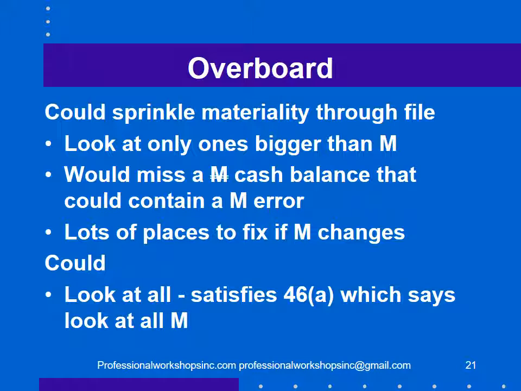The other thing people then say is, well, only look at balances that are bigger than materiality. Well, the problem with that is if there's an immaterial cash balance, well, it's smaller than materiality, but cash could clearly be materially misstated because it could be maybe much larger, maybe it's supposed to be negative because the bank's overdrawn. So there could be a material misstatement hiding in an immaterial balance, and only looking at the ones bigger than materiality, you're going to miss that. That's why look at them all, and that satisfies 46A, which says look at the ones that are material. And that would also just be quicker and more efficient.